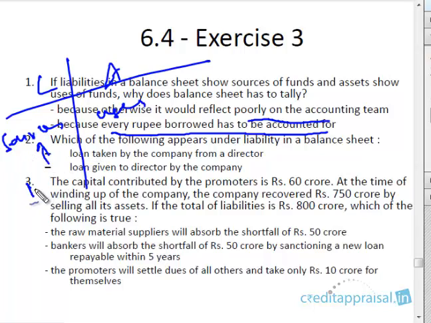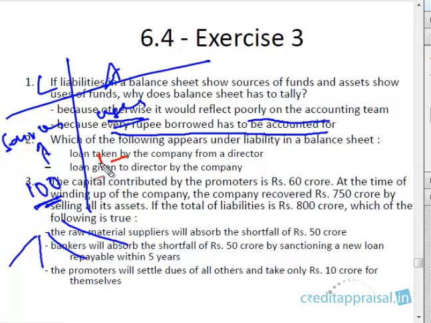For example, if we had raised 100 rupees from various sources, from the owners, from the banks and creditors, we have raised an amount of 100. Now on the asset side, we are showing the uses. We are telling how we used this 100 rupees. So we have to account for each and every rupee of how we spent it.